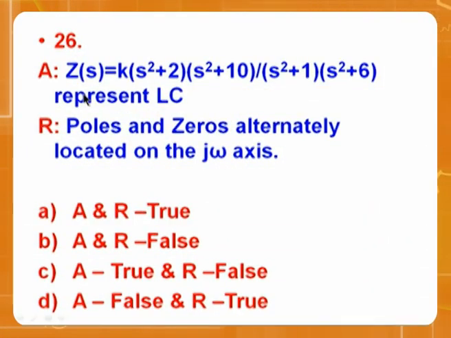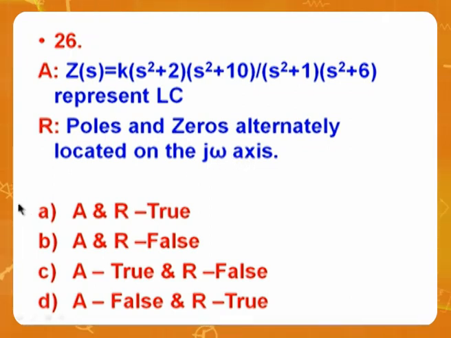Question number 26. This is assertion and reason. Z of s is equal to K times (s square plus 2)(s square plus 10) divided by (s square plus 1)(s square plus 6) represents LC. Is this true? Seems to be true. Poles and zeros are alternately located on the j-omega axis.